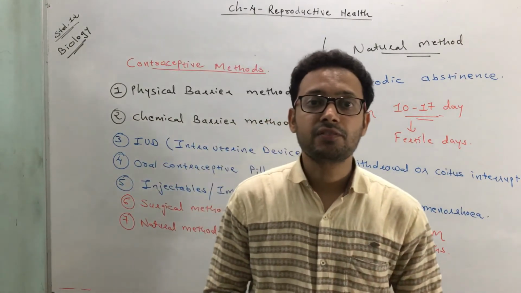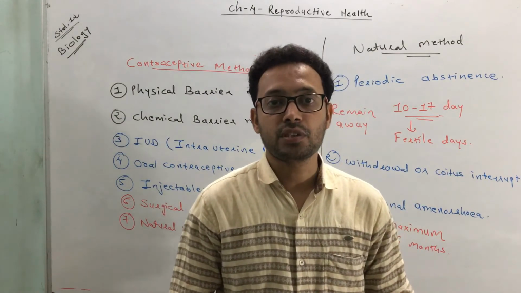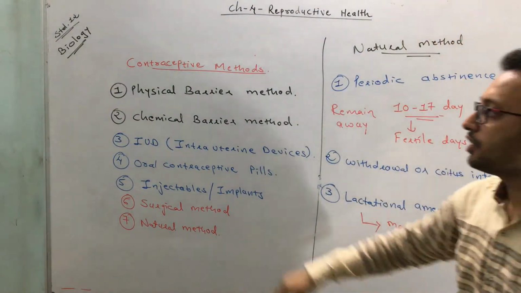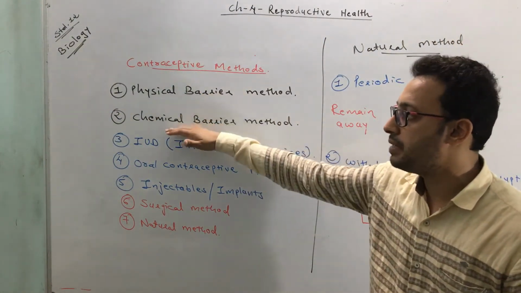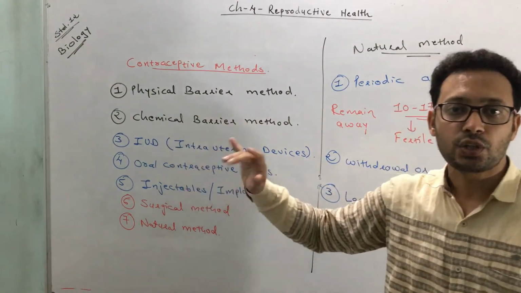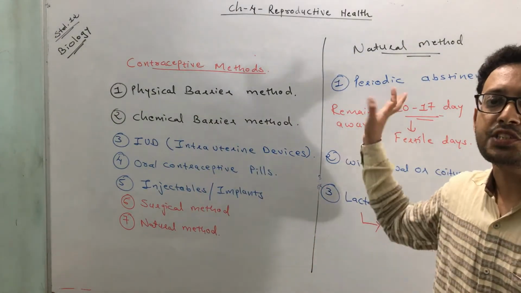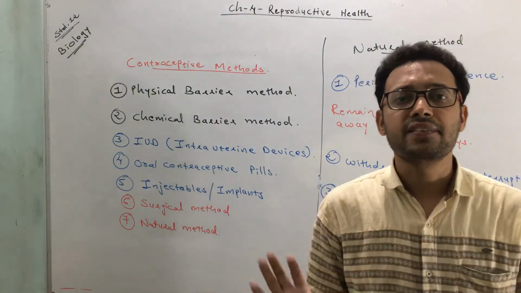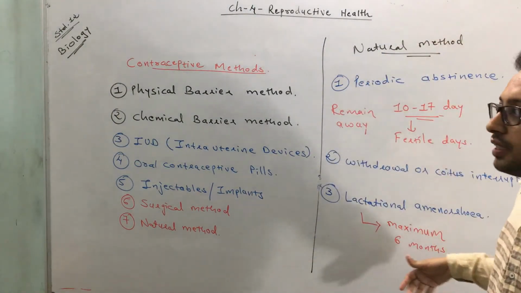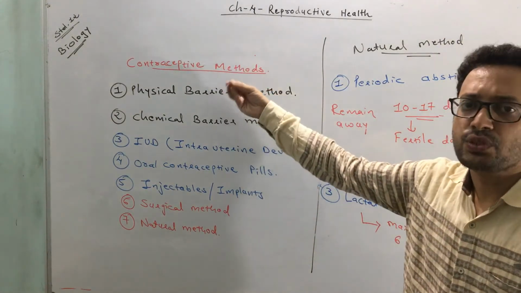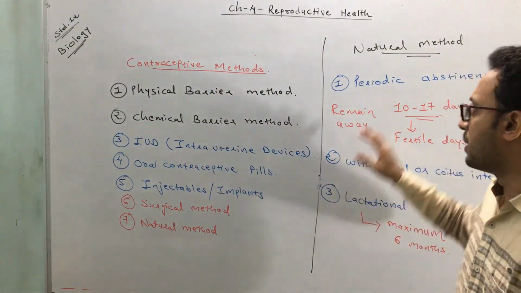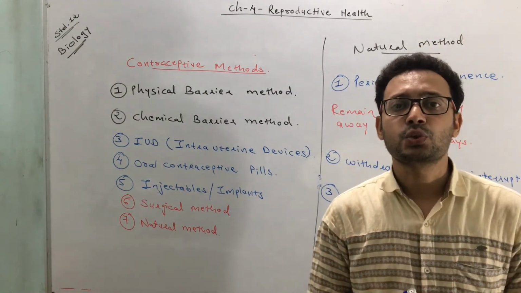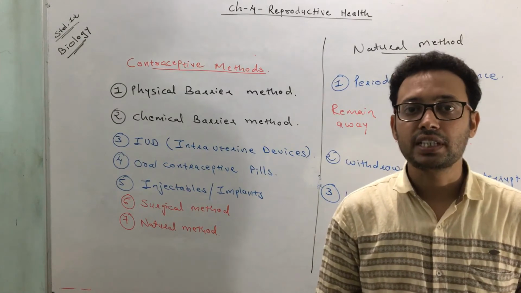What is the advantage of this natural method of contraception? The advantage is that there is no need of any kind of material, no need of any physical barrier, chemicals or IUDs or pills or tablets. Nothing is required. It's a natural method. Okay, so virtually you can say that there are no side effects associated with this, or you can say there are few side effects associated with some of the methods, but with the natural method there are no side effects associated with it. Okay, so this is a natural method.